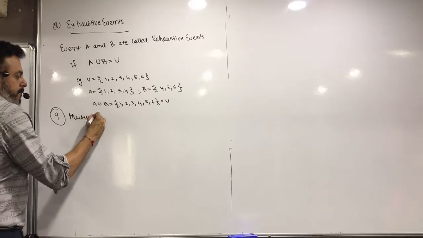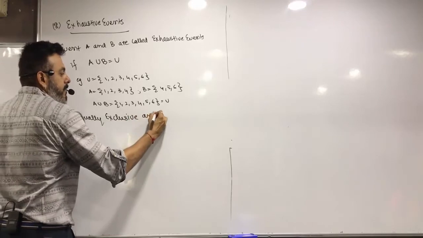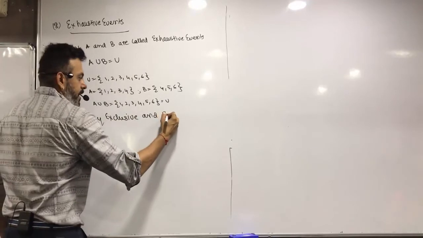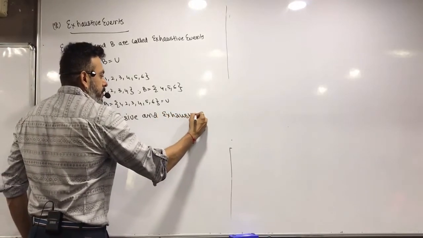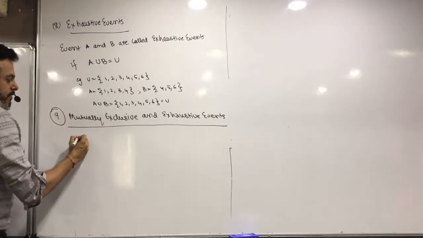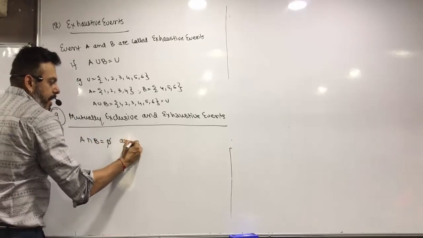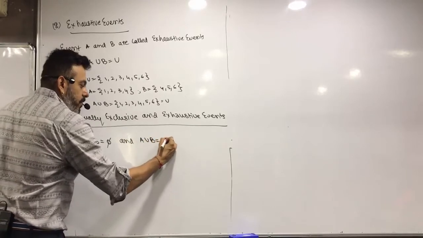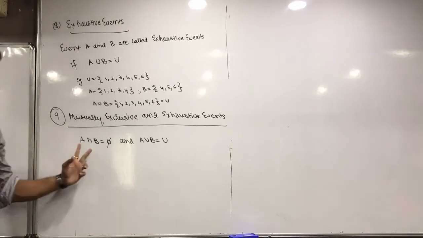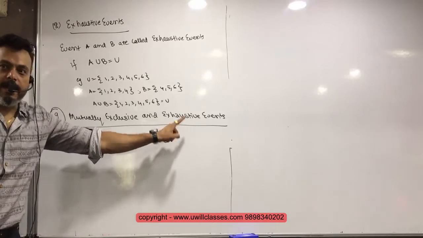Mutually exclusive and exhaustive events. अब ध्यान दो. Mutually exclusive means what? A intersection B is equal to null, and exhaustive is A union B is equal to U. दोनों condition होना चाहिए. क्या condition है? They have to be mutually exclusive and it has to be exhaustive.